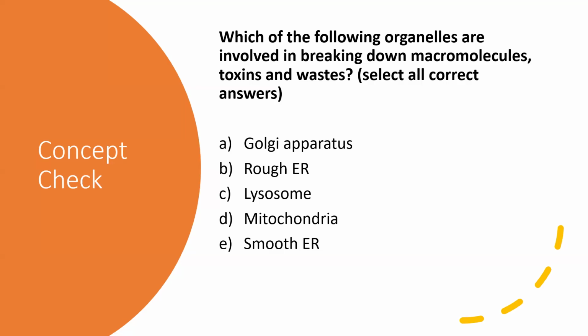Okay, so Golgi is the post office. A post office does not detoxify for you, right? It sorts, modifies, and repackages. That's not the answer. Rough ER makes protein, no detoxification. Lysosome, we just said it has a lot of enzymes in it, right? So it breaks things down. That's the correct answer. Mitochondria, we haven't even learned about that yet. That's not the answer. Smooth ER, also detoxification, right? And so it's C and E.